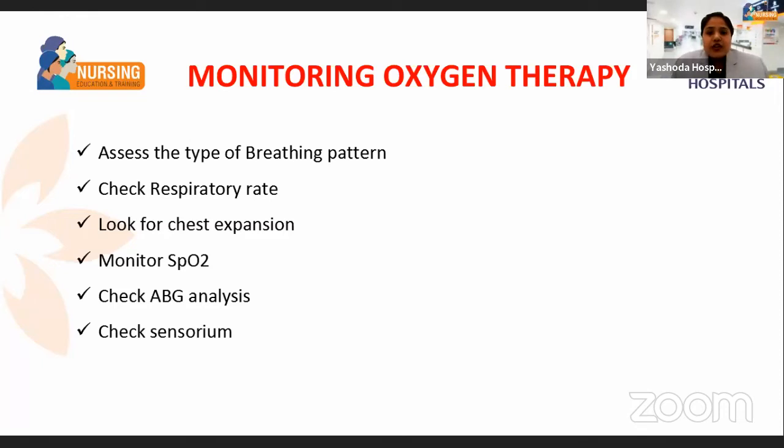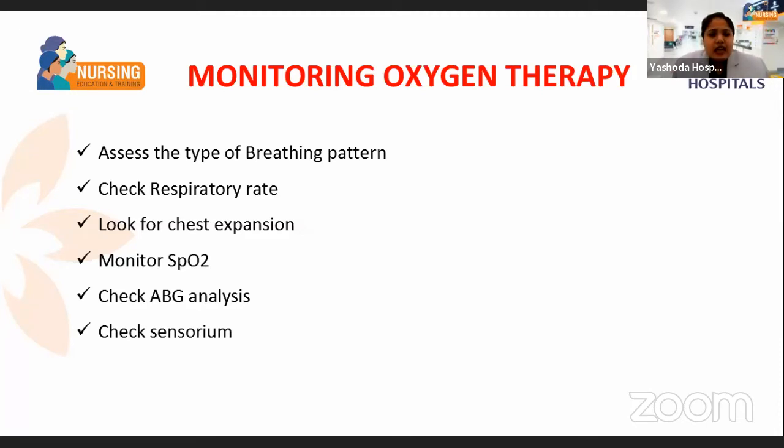Whether the patient is using the accessory muscles or shallow breathing, what type exactly, whether the patient is maintaining a normal breathing pattern. All these things we need to assess. Then, as you all told, you need to check the respiratory rate, chest expansion, saturation, whether the patient is maintaining or not. And we even need to go for the ABG analysis.